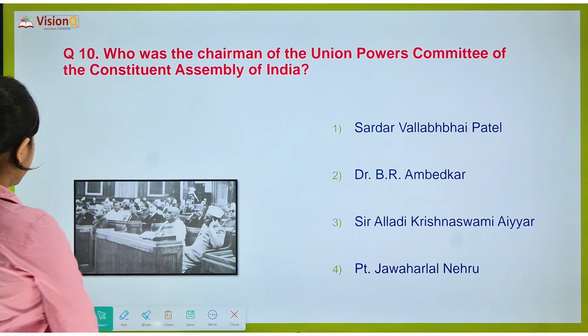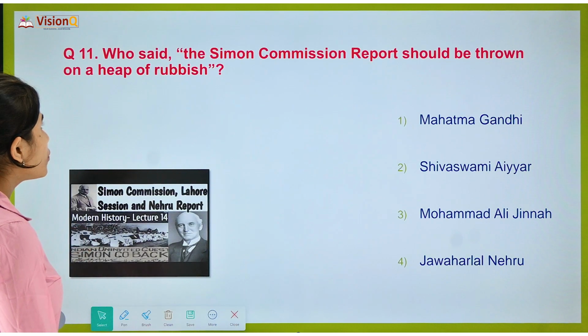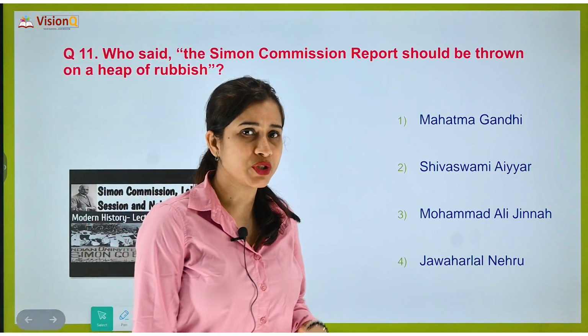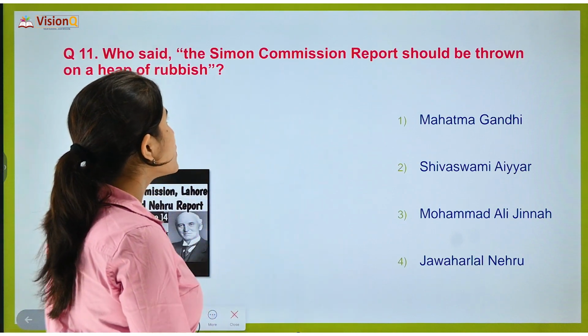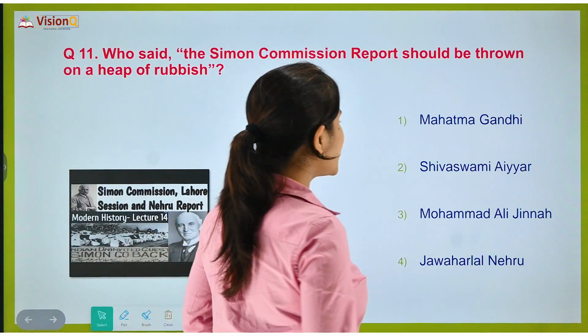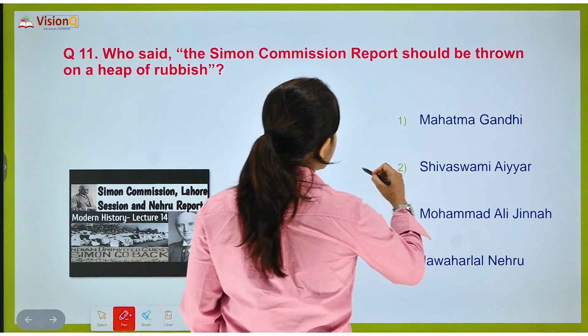Moving to the next question, who said the Simon Commission report should be thrown out as a heap of rubbish? So the Simon Commission was appointed in 1927, and who said it? The answer to this question is Shiva Swami Ayer.